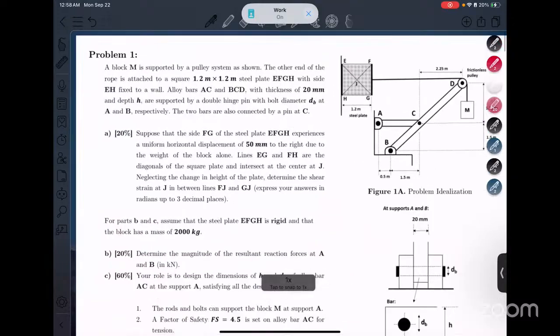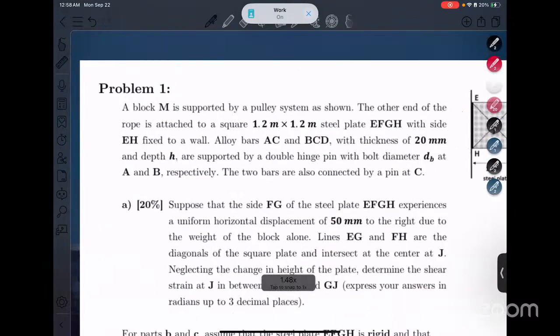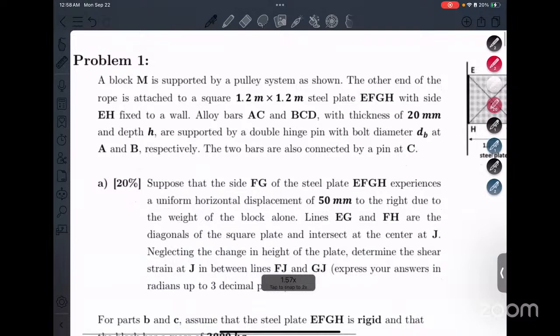So let's just jump into it. Problem one: block M is supported by a pulley system as shown.